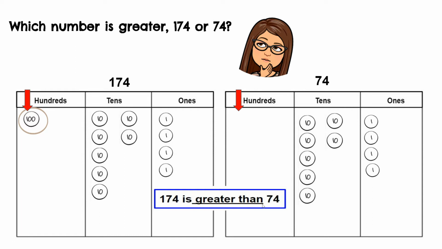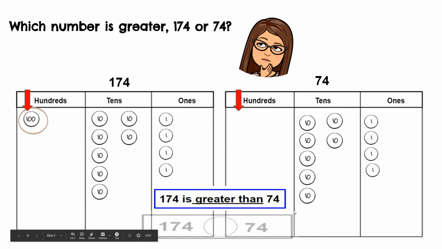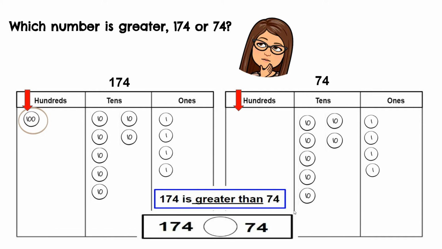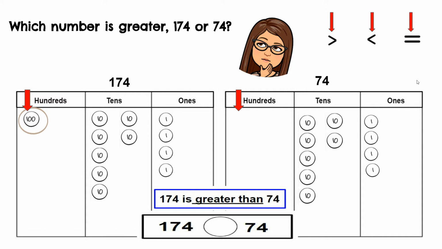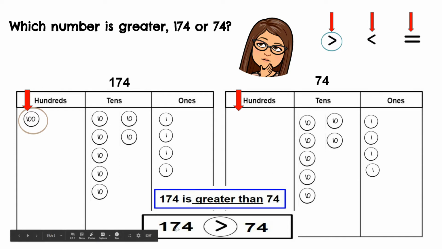This is how we read it. Now, what symbol are we going to use to compare 174 to 74? Are we going to use the greater than, less than, or equal to? Correct. We're going to use this symbol. Let's write it down in the circle at the middle. So, 174 is greater than 74.